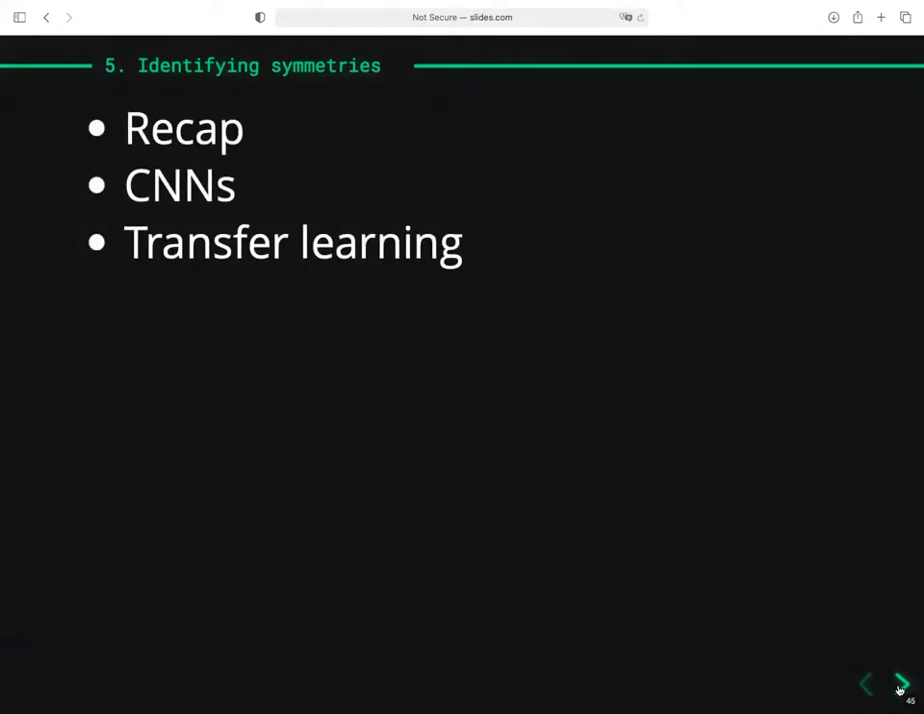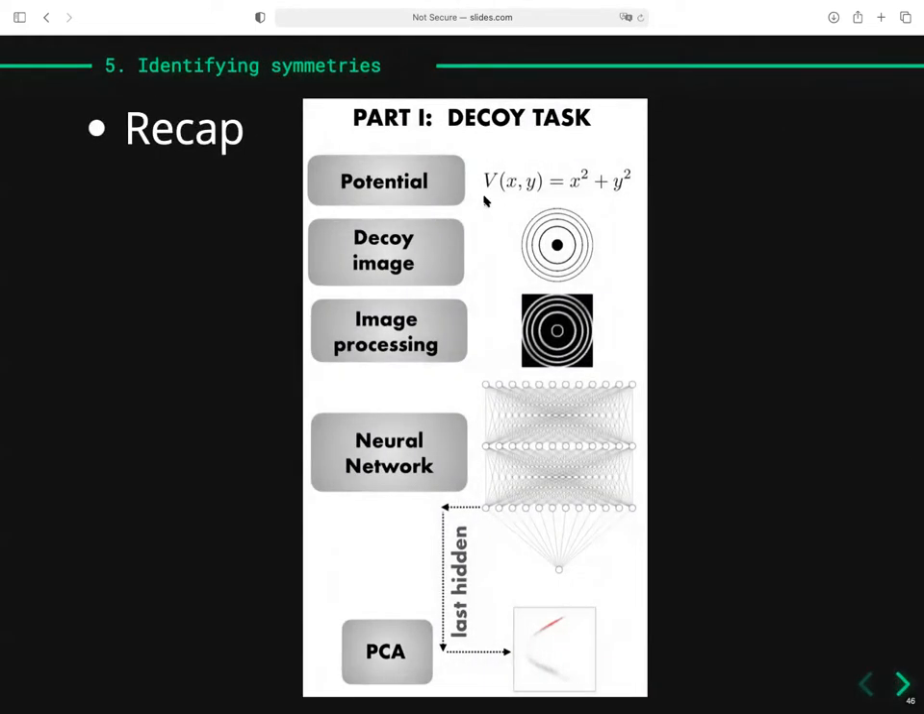But first, I want to recap a bit because I've already talked about a lot of things. We're going to use convolutional neural networks. But first, again, what we did, we defined potentials. So this example is a rotation invariant potential. From this, we build a decoy problem or image, if you want, so a 2D problem where we have to predict black and white in this image, essentially.